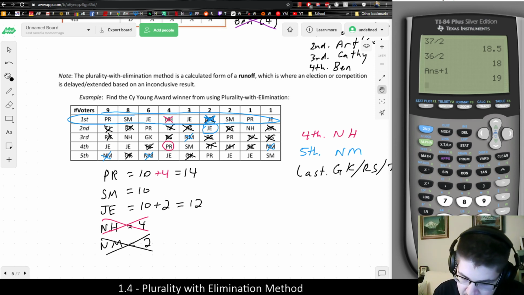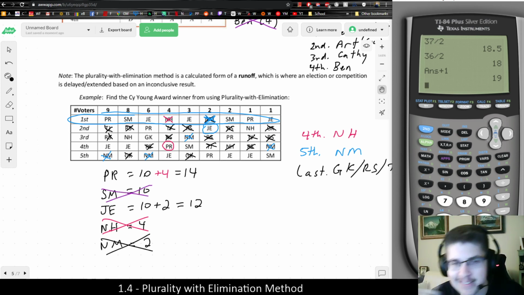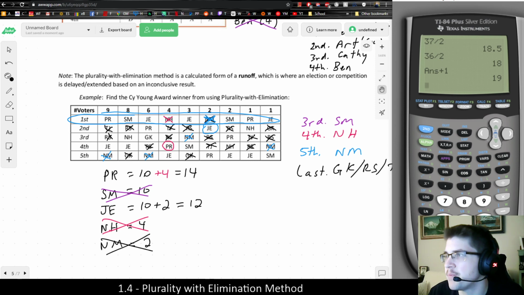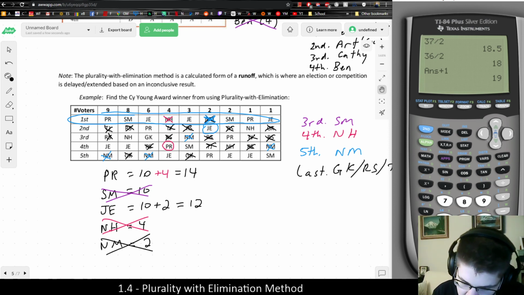Now SM is going to be eliminated. And this is something where in class I would ask you guys, what do you think? Who's going to be eliminated next, just to see if this was making sense. But since we're online, you can always ask me over email or in Zoom or whatever if you have any questions or if something is not making sense. I want to think about, okay, SM should be eliminated in those 2 positions, and those votes will be shifted to NH and PR.